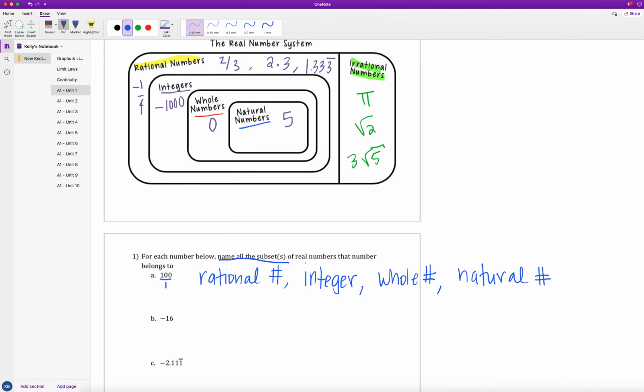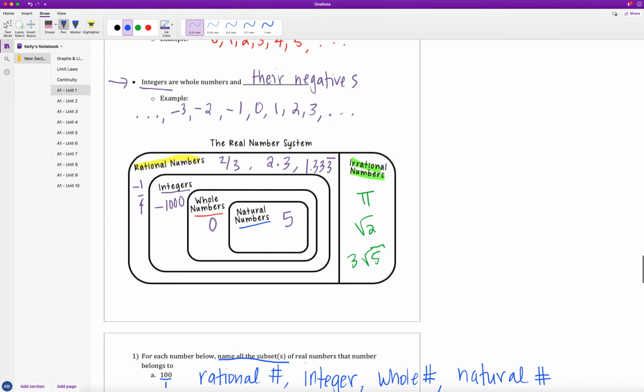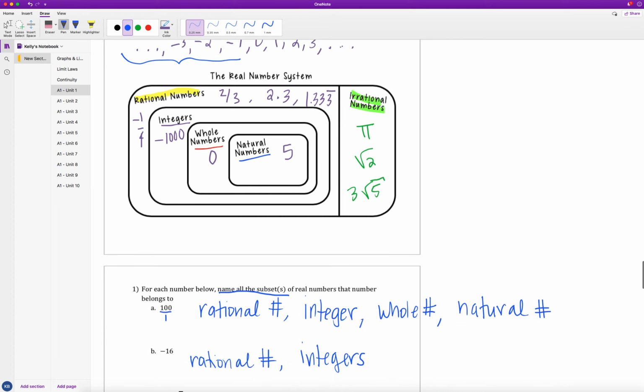Okay, part B, negative 16. Well, the first thing I need to decide is, is it rational or is it irrational? Negative 16 is a rational number. The next thing I want to think about is, since it's a rational number, could it be an integer? That would be the next step. Negative 16 is an integer because integers get to include the negative numbers. So if I scroll back up to that definition, remember integers get to include all of these negative numbers over here. And if we kept going to the left, negative 16 would be on there.